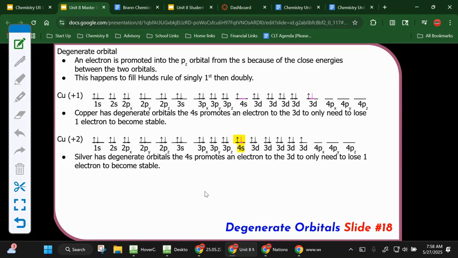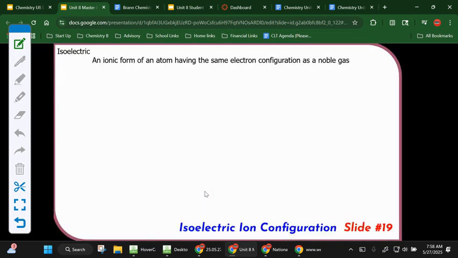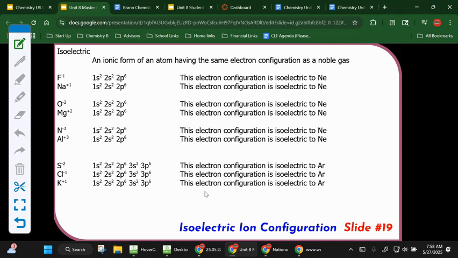The second thing, ladies and gentlemen, and this is what we finished with last week, is what is called being isoelectric. Isoelectric is the same electron configuration as a noble gas. Metals can do this, non-metals can do this. Now remember, all atoms want to become stable. They want to gain or lose electrons to become stable, but they can only do it in a compound.